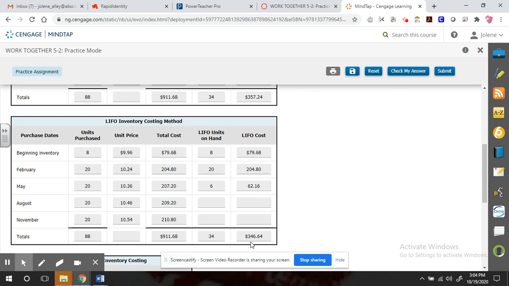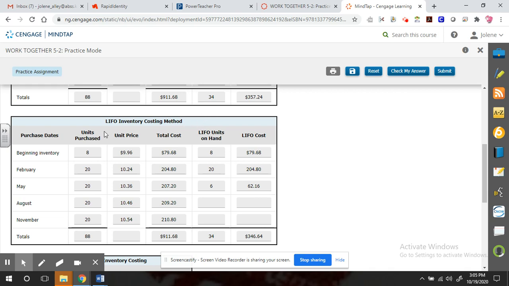they could come in at 346.64, or it could come in at 357.24. Okay, it's just different methods counting the same 34 air filters.